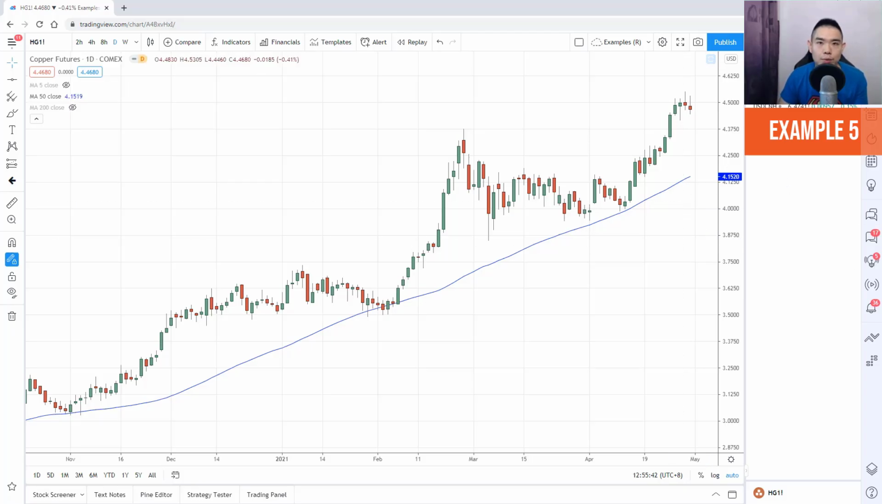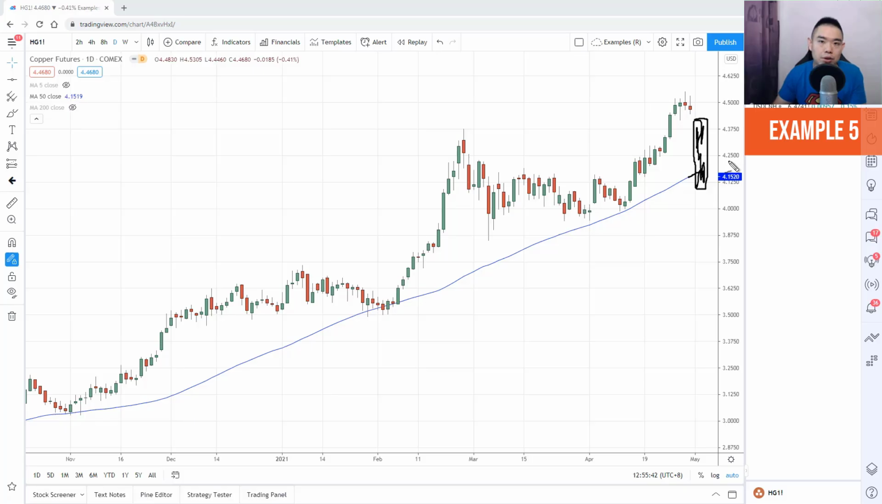So in this case, let's say the market suddenly collapses and breaks and closes below this 50 period moving average, which is this blue line over here. Then you exit your trade the next day. So this is how you trail your stop loss to ride trends in the market.